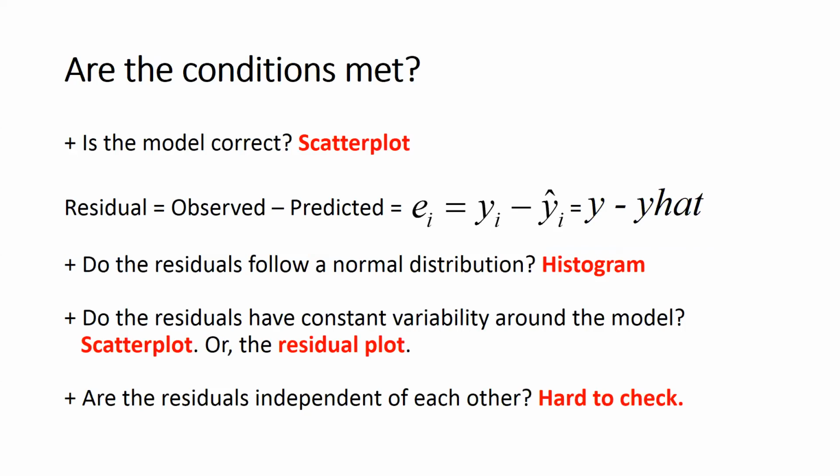You can easily check to see if the residuals follow a normal distribution by examining a histogram of the residuals, but you can also do a normal probability plot or some other assessment. I just usually look at a histogram. And then I want to look at a scatter plot, in particular what's called a residual plot, to determine whether the residuals have constant variability around the model. And then there's this issue of independence, which is kind of a slippery subject. It's hard to check it. There are some tests, but they begin to go down a road into time series analysis, and I'm not going to worry too much about that today.